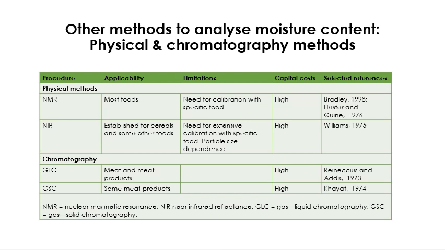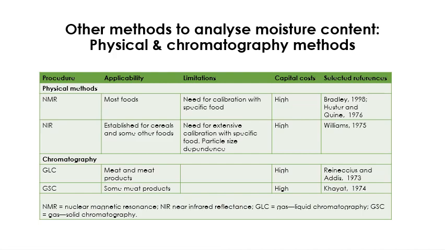infrared spectroscopy. Okay, but then again, in order to use these methods, you need to calibrate with a specific food, and it requires extensive calibration with specific food for the near infrared techniques. However, these are also very dependent on the particle size. For chromatography, we can use gas liquid chromatography or gas solid chromatography, and it's suitable to measure moisture in meat and meat products, but again, it is expensive.